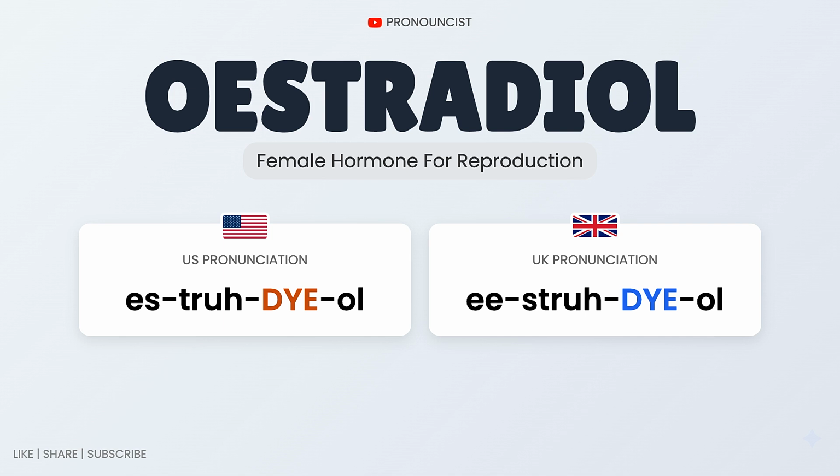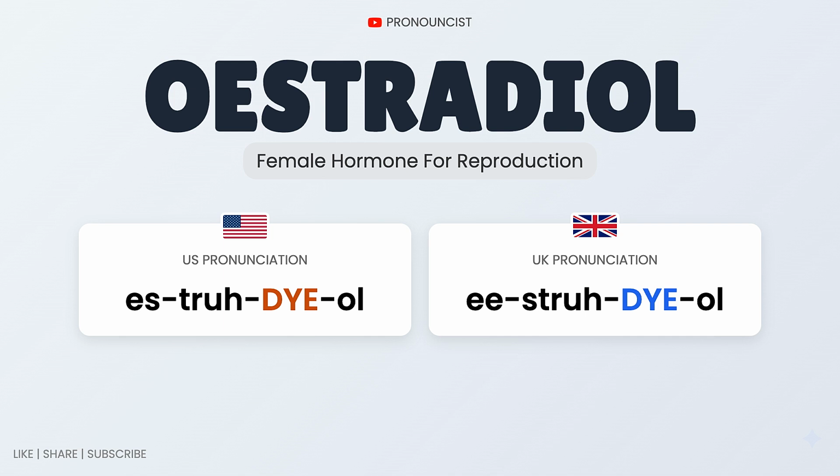Estradiol. Now, read the syllables of British pronunciation shown on the screen naturally. E. Str. Die. Ol. Estradiol. E. Str. Die. Ol. Estradiol.